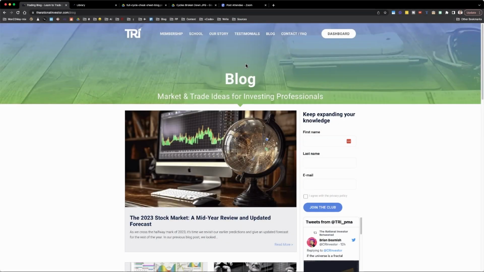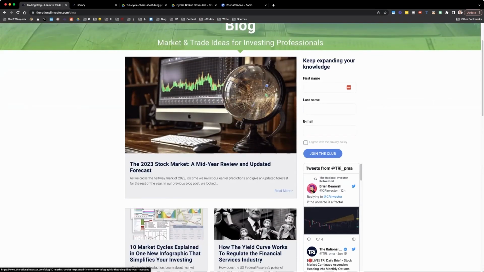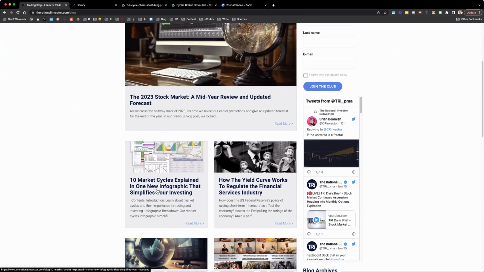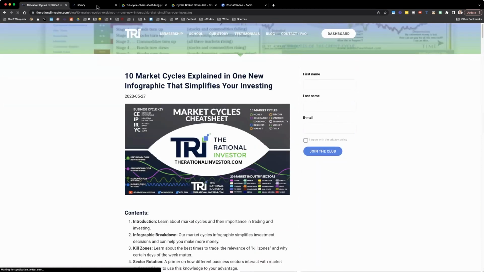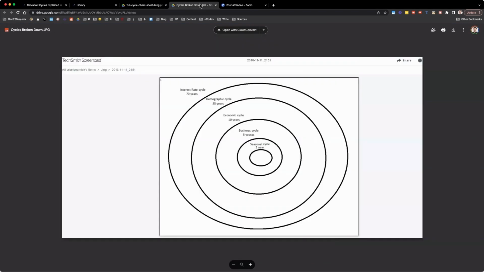So I'm going to talk about the cycles cheat sheet. If you go on the blog, it's the second blog now, 10 market cycles explained in one new infographic. And I'll start with the background as to why I came up with this. If you go into the library, in the images and more videos, there's this cycles broken down sheet, which is basically this. This has been on TRI for a while. You've probably all seen it. And this is what inspired the creation of the full cycle cheat sheet.